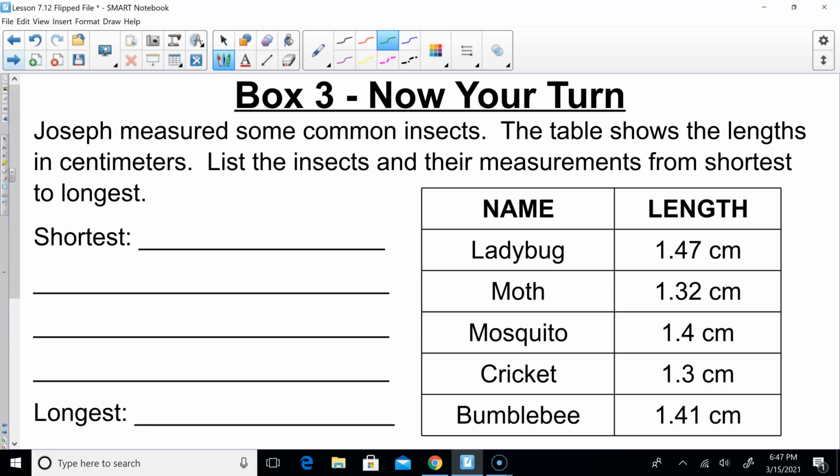And Joseph measured some common insects as well. The table shows the lengths in centimeters. List the insects and their measurements from shortest to longest. And there you have it. So there's your chart, there's your list. Make sure you not only put your insect name down, you also put the measurements so we can see how those all relate. Remember to use the strategies that you've learned throughout the video.